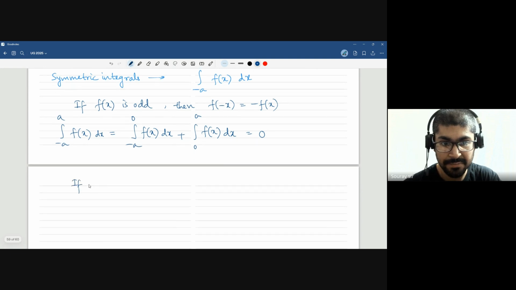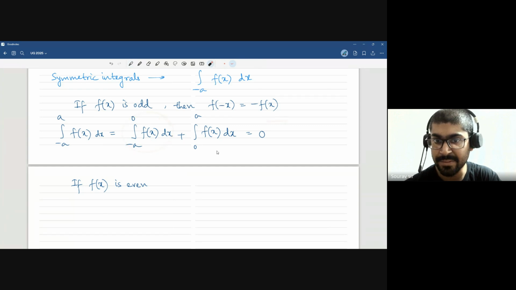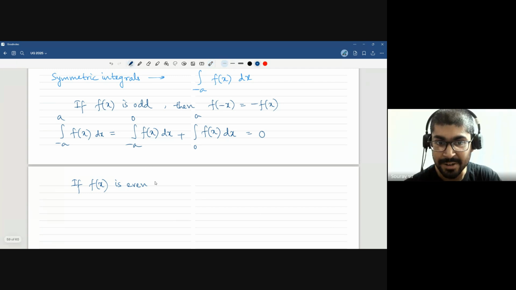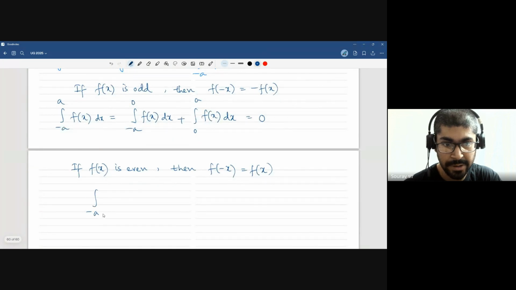If f(x) is even, this is not part of the sum, this is just revising the theory. If f(x) is even, this cancellation won't occur, right? The last minus wouldn't be there, so in that case, it would just be positive. So what does an even function mean? It means f of minus x is equal to f(x). So the integral from minus a to a of f(x) dx is given by twice the integral from 0 to a of f(x).